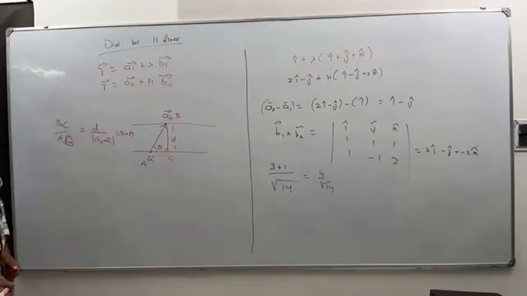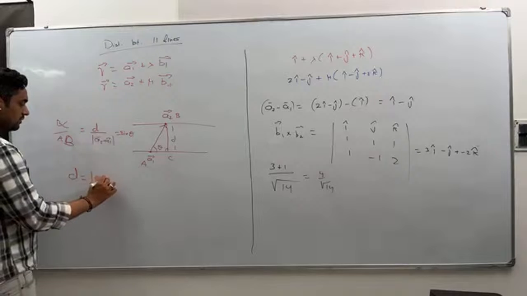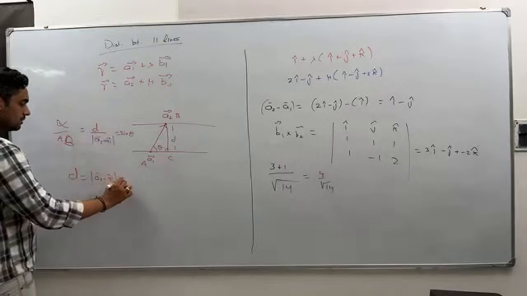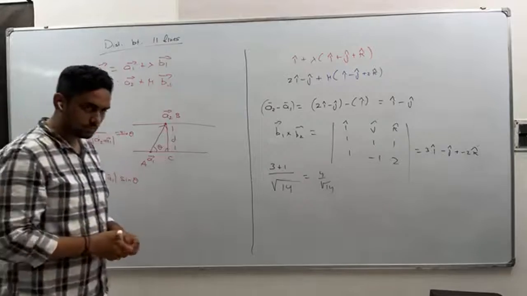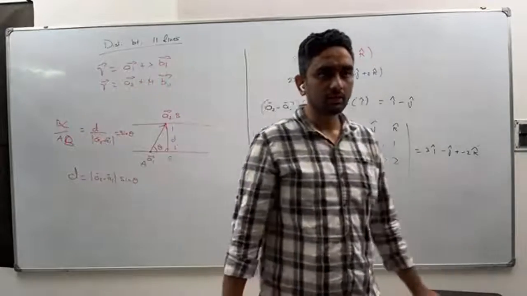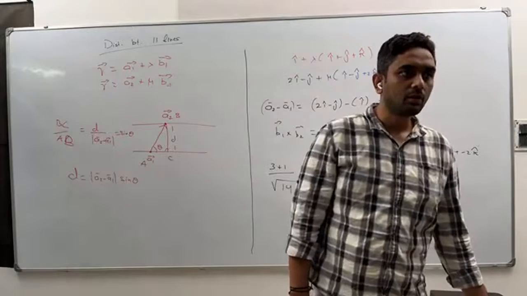Right? So what will be the distance d? Distance d will be this mod of a2 minus a1 into sine theta. This will be the distance. This is what we'll get, right? Into sine theta. Now what is theta?